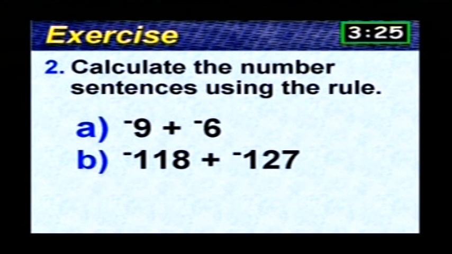Now our exercise 2, the last exercise. Calculate the number sentence using the rule. A, negative 9 plus negative 6, and B, negative 118 plus negative 127.